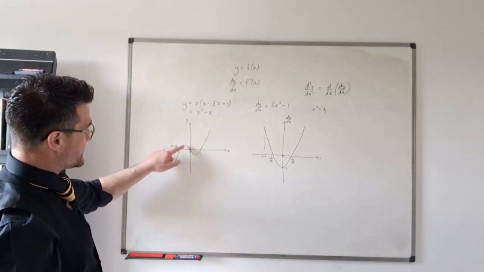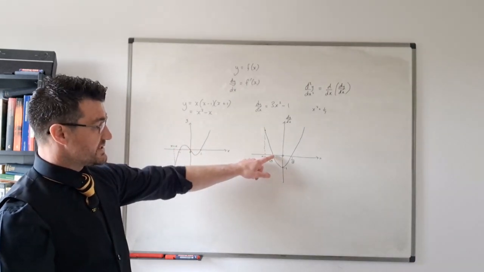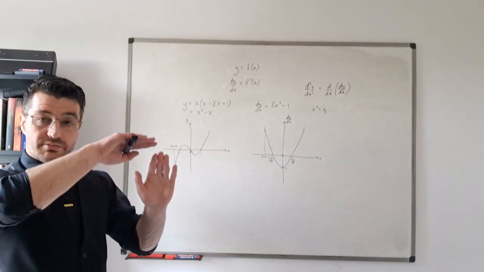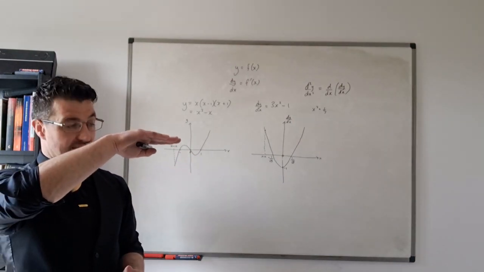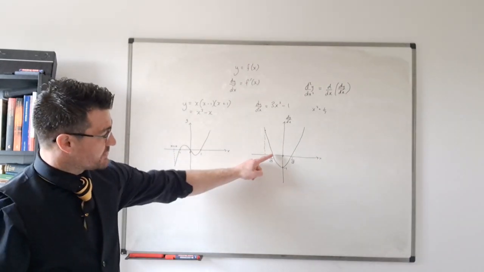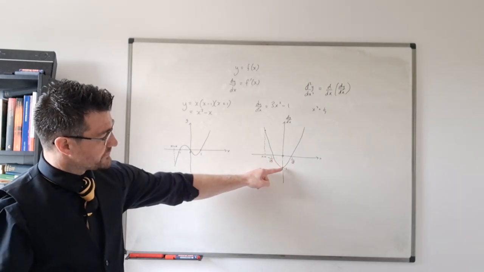Okay, so we've got to this point now. The gradient here is 0. The y-coordinate of this point is 0. But then what happens? The gradient becomes negative. It starts out slightly negative, but it gets a bit more negative. That's what we see. Slightly negative, a bit more negative.